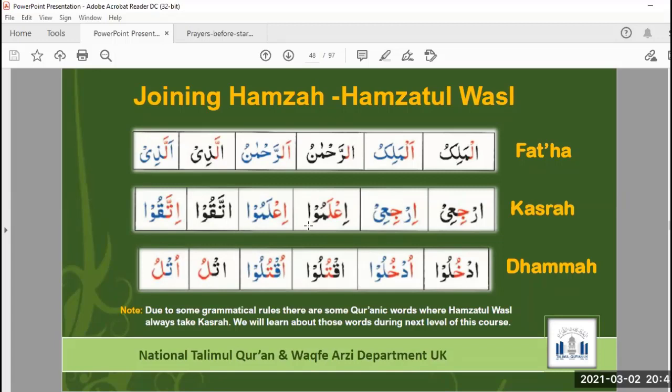I have a question. Yes, please. Is there a reason for the rules, a particular reason? Because with dhamma, it's straightforward that the Hamzatul Wasl takes the harakat which is on the next letter. But with kasra, it's for both kasra and fatha. So is there a reason why? That is the rule. Oh, okay. So there's no particular reason, okay, that's fine. I just thought there might be one. No.